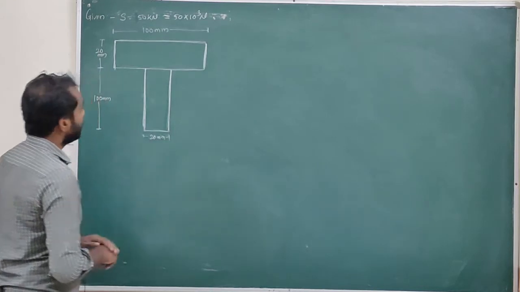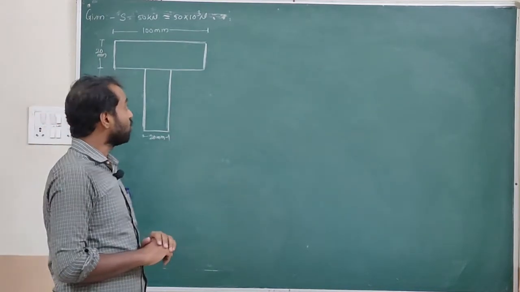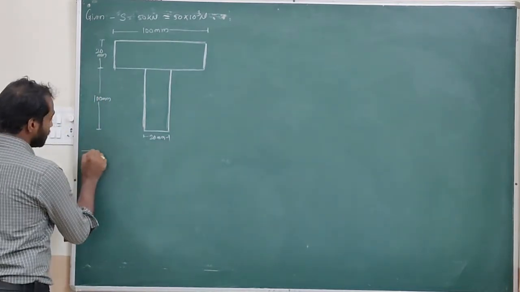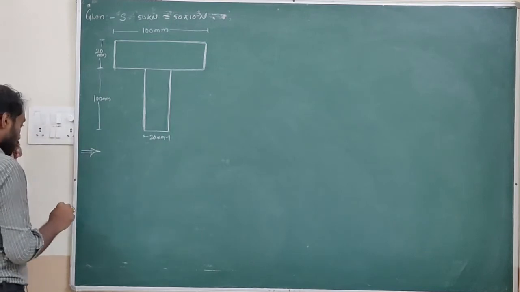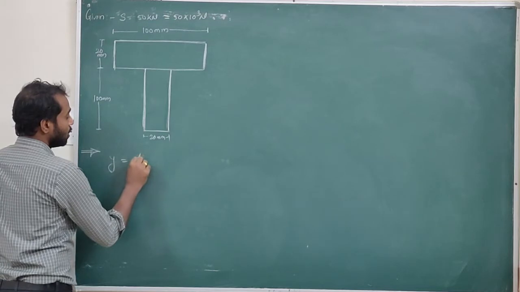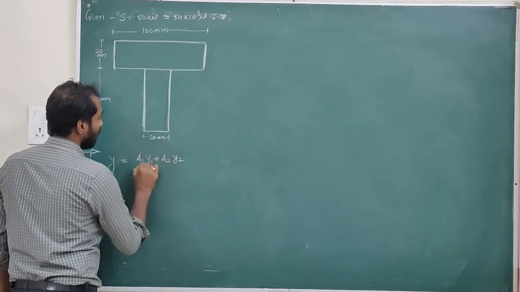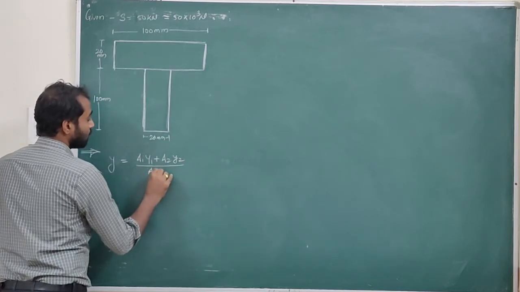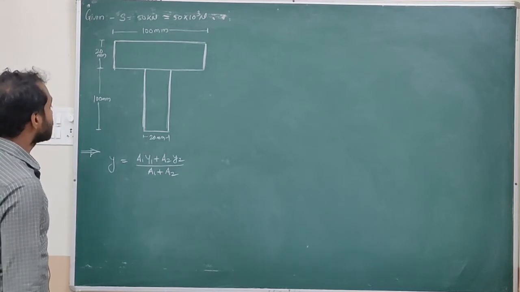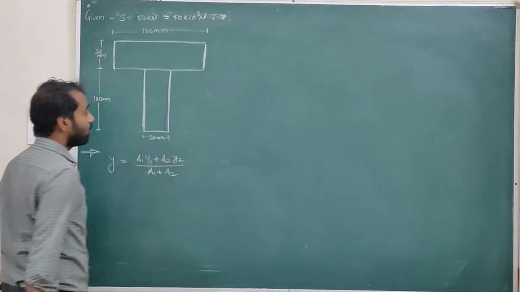So first of all we don't know the neutral axis for this beam, so first of all we will locate the neutral axis. And how to locate a neutral axis we have seen in case of bending stress distribution also. We will find it as y is equals to a1 y1 plus a2 y2 upon a1 plus a2.